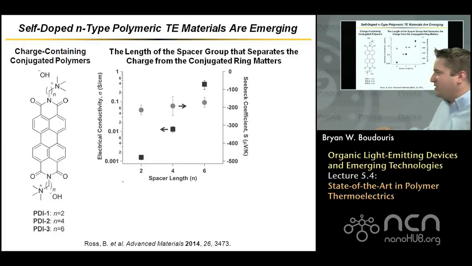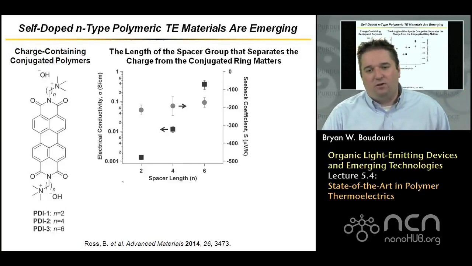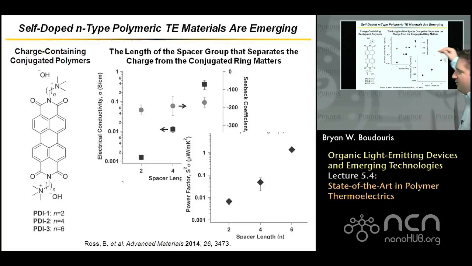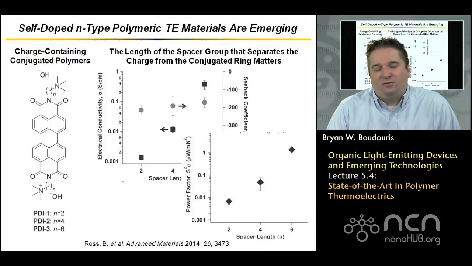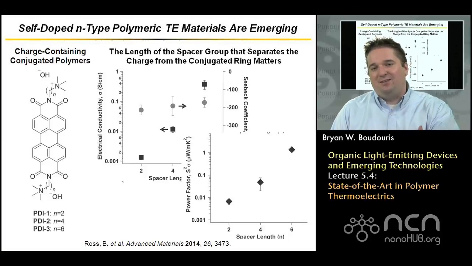And what we see is that if we have a spacer length of 2, 4, or 6, the Seebeck coefficient stays relatively flat around -200, but the electrical conductivity shoots up, okay, and it approaches 1 Siemens per centimeter. And if that's the case, then we can see that our power factor is roughly 1 microwatt per meter Kelvin squared. And really, that's one of the highest performing devices for N-type materials that has ever been seen for organic thermoelectric materials. Okay? So we're getting there.